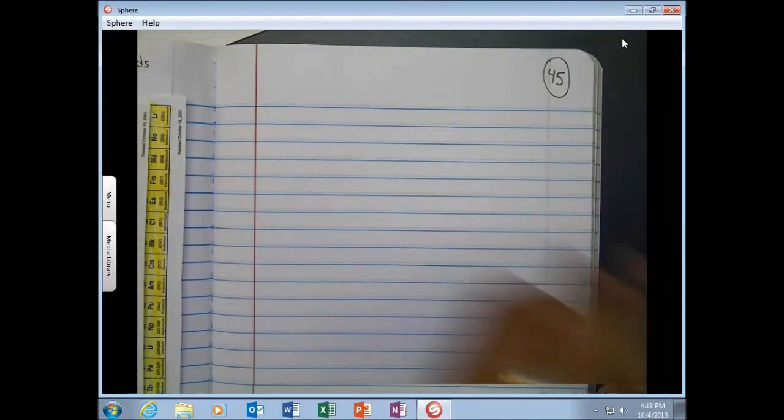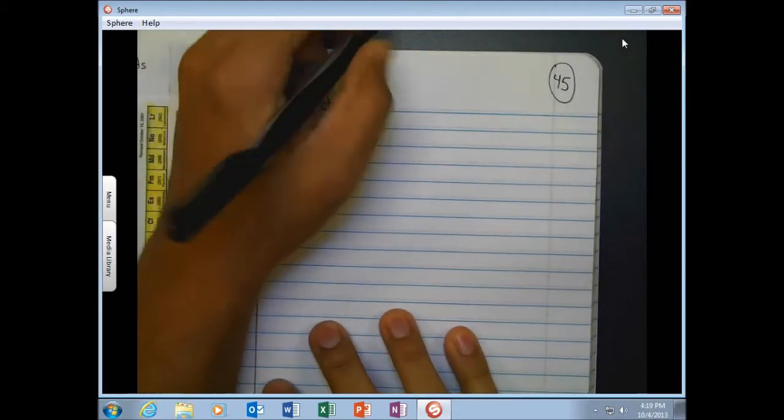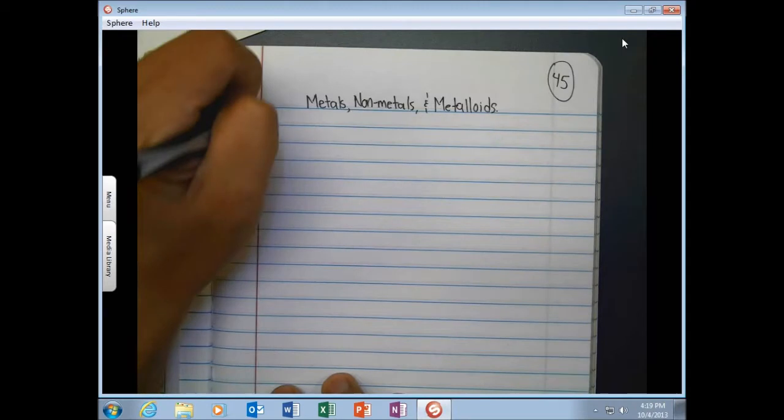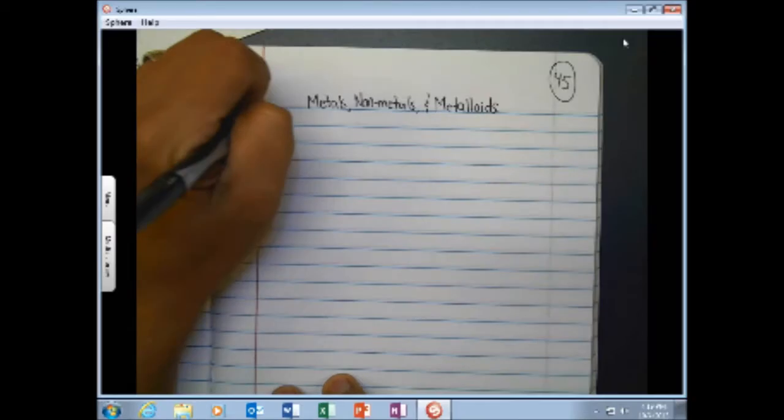We're going to open up our notebooks to page 45, and we're going to go ahead and title our page Metals, Nonmetals, and Metalloids. So I can pause right here and go ahead and write that down. Be sure on this that you skip the same amount of lines that I do and try and take as much space as I do.